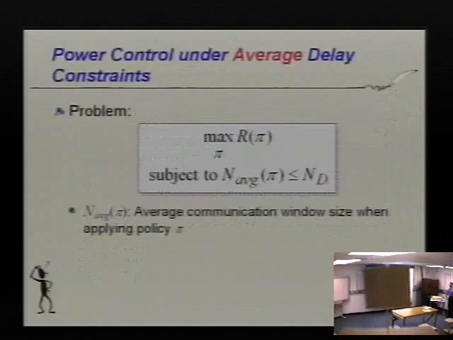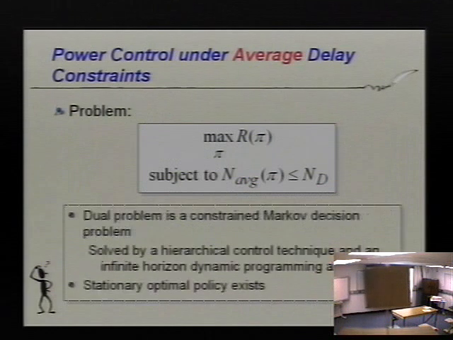So our problem here, under the average delay constraint, is to find the optimal transmission policy pi that maximizes the probability of successful file transfer. However, the average communication window has to be less than the preset threshold. This problem can be formulated as a constrained Markov decision process and can be solved by infinite horizon dynamic programming algorithms. Did you say earlier, maybe I missed, what the average communication window is?